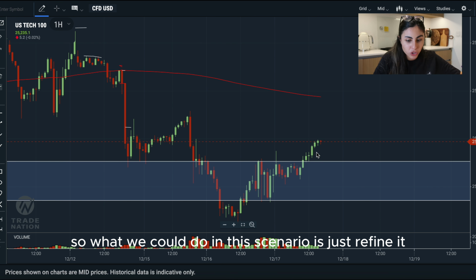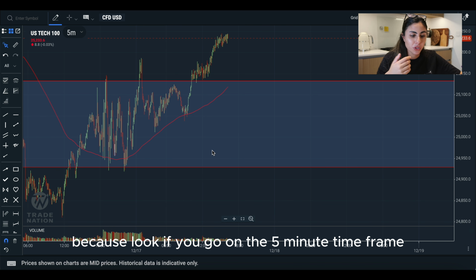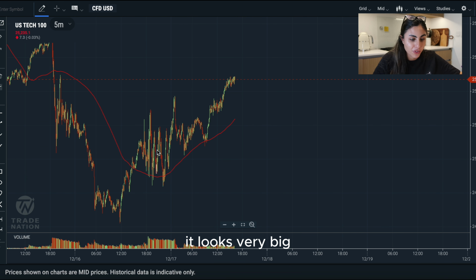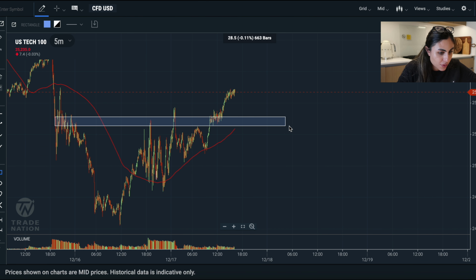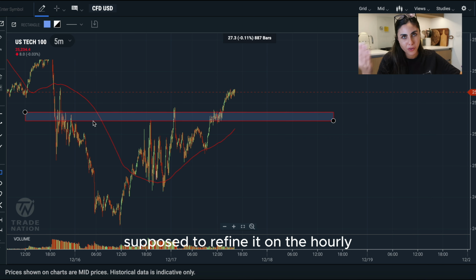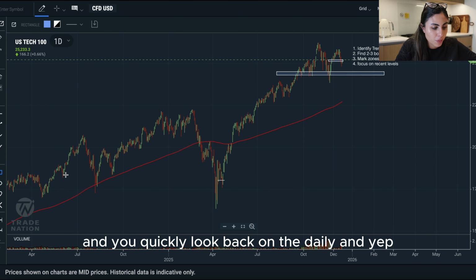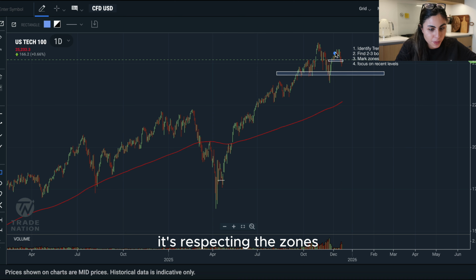So what we could do in this scenario is just refine it and make our rectangle smaller, because look, if you go on the 5-minute time frame, it looks very big. So what you can do is you can make it smaller like this. There we go. You're supposed to refine it on the hourly, then you quickly look back on the daily. Yep, it's respecting the zones.